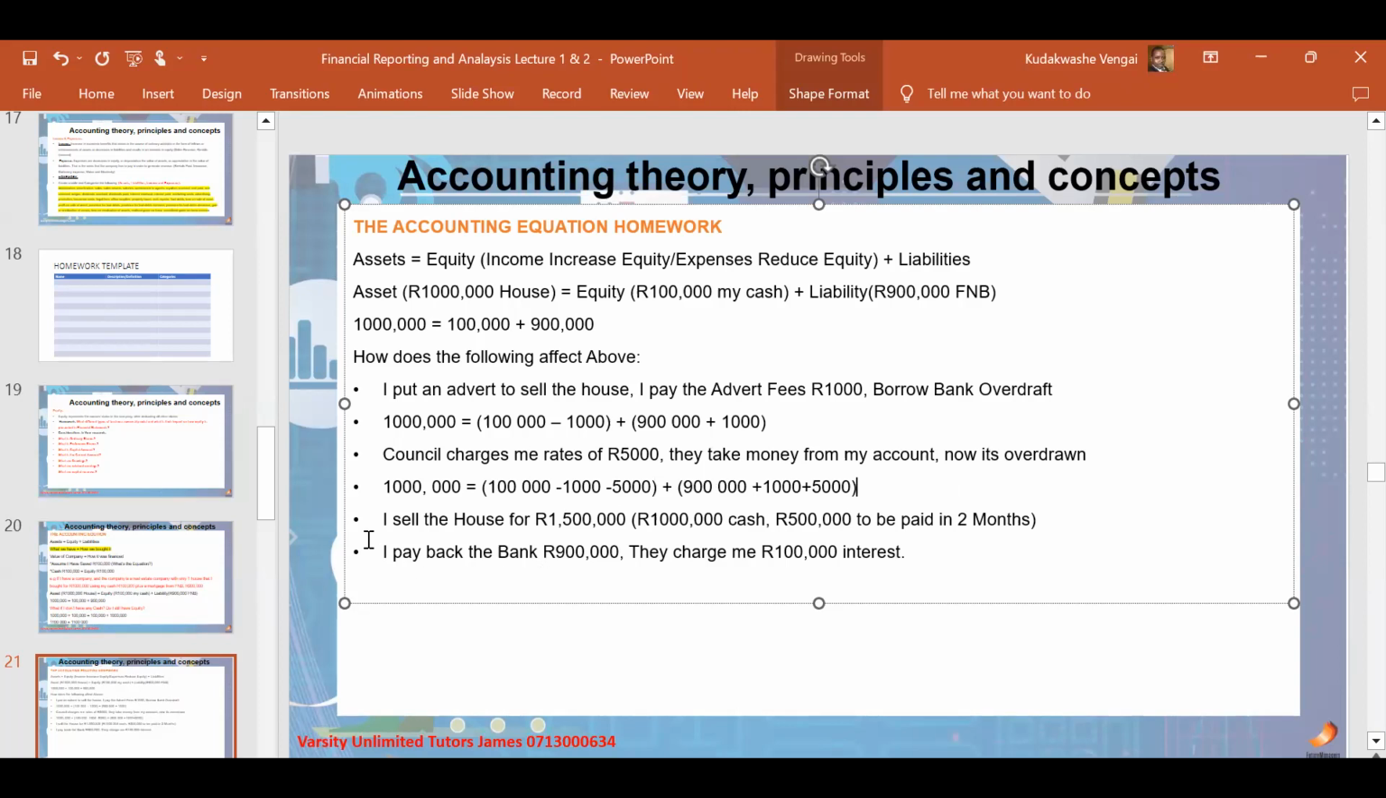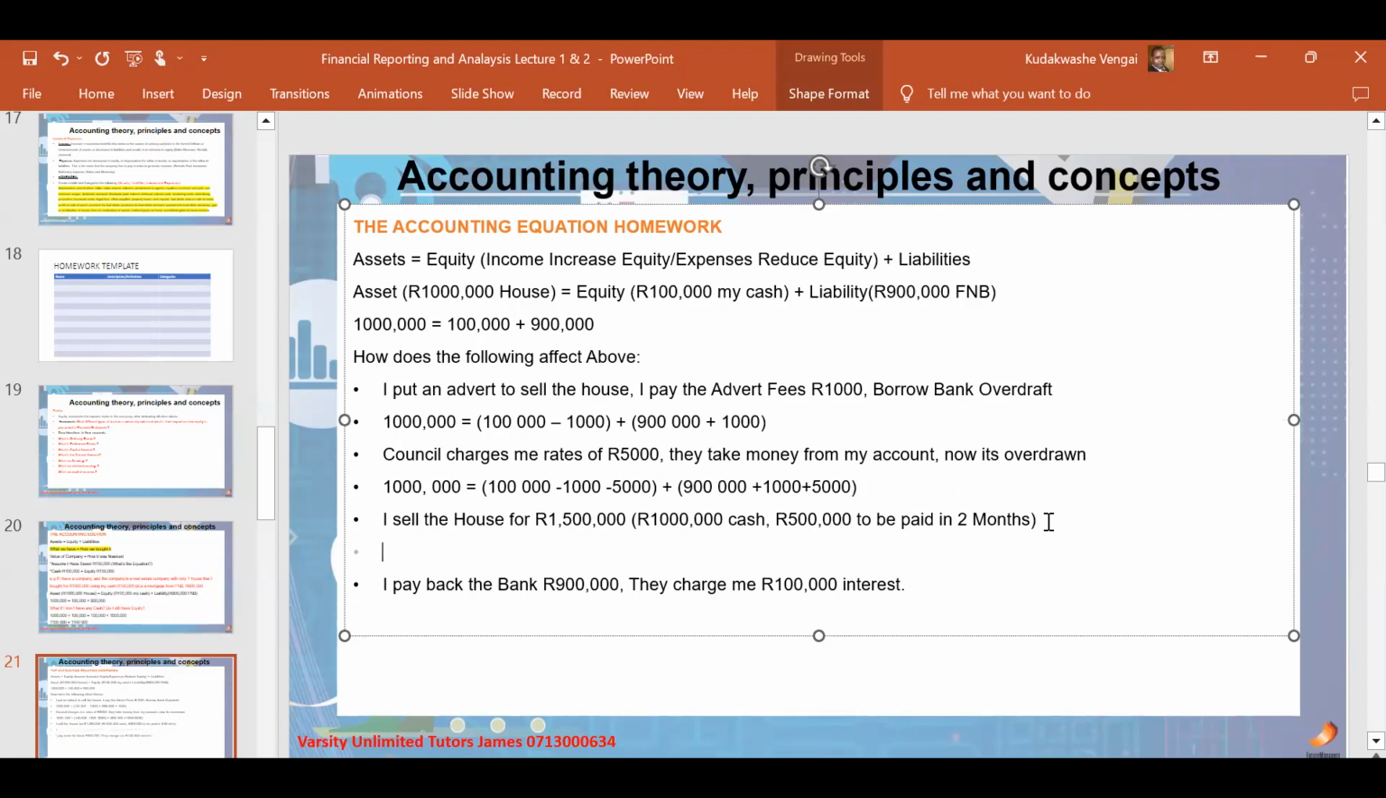And then I sell the house. I sell the house for how much? 1,500,000. That's what I sold the house for. And the person that I sold the house to gives me 1 million in cash and says 500,000, I'm going to give it to you in 2 months' time. So what has happened here? I've sold the house. So I no longer have the house, but I have 1 million cash that I received for the house. Plus, I now have an asset called a what?